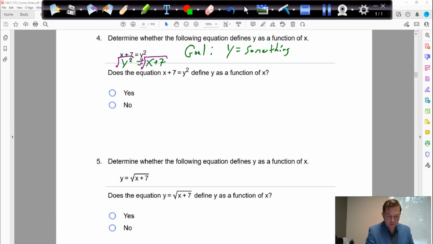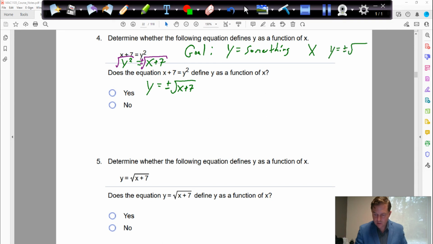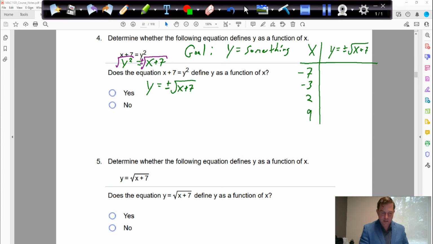So this square root and this 2 will cancel. You're left with y. You actually have plus or minus the square root of x plus 7. To solve this, we're going to pick x's and solve for y. So let's pick some x's and let's solve for y equals square root of x plus 7. I'm going to take minus 7, I'm going to take minus 3, I'm going to take 2, and I'm going to take 9. And you'll see why I picked those x values in a second.